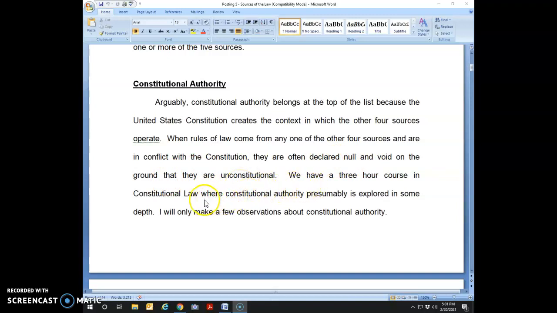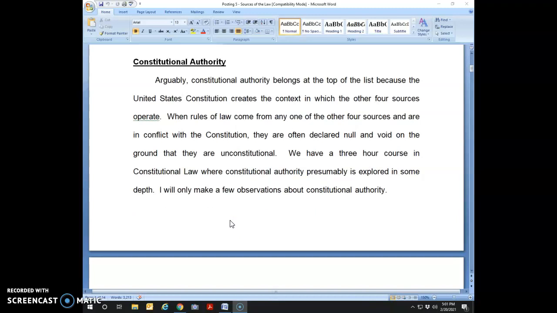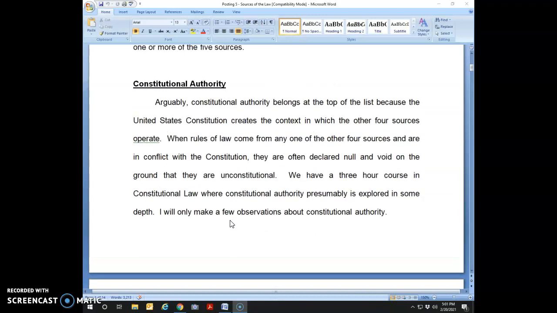Now, we have a 3-hour course in constitutional law now in the curriculum where this constitutional authority presumably is explored in some depth, but I do want to make a few observations about constitutional authority. But let me just stop here and suggest something, by the way.